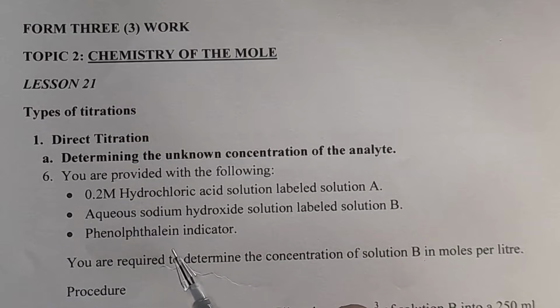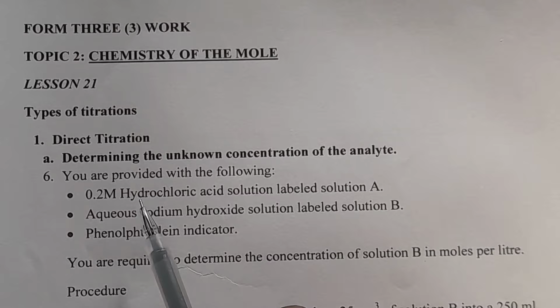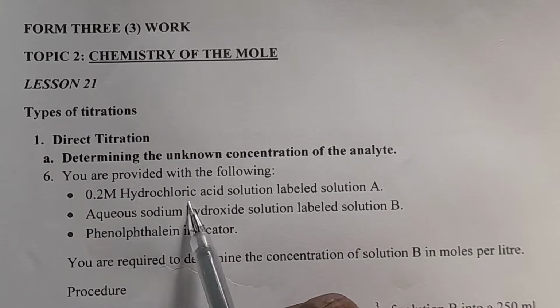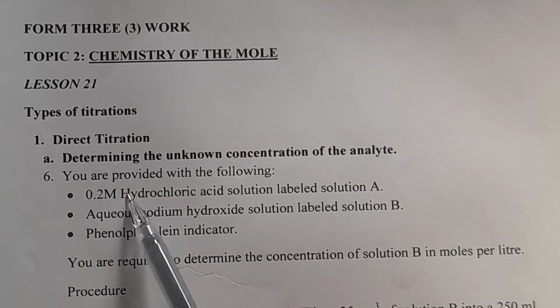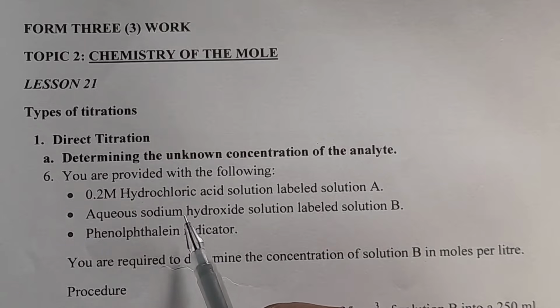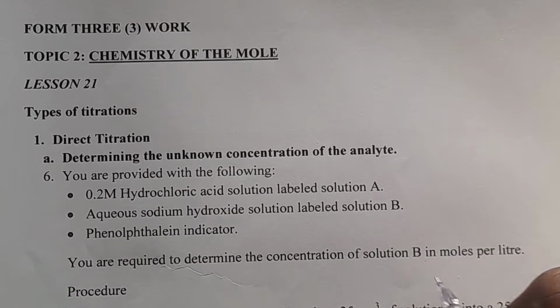Remember, in direct titration we were having two solutions. One solution was known as a standard solution, and a standard solution is a solution whose concentration is known. In our case, hydrochloric acid is the standard solution because we know its concentration. We were having another solution called the analyte. In our case, the analyte is sodium hydroxide because we don't have its concentration. So the aim of the titration is to determine the concentration of solution B in moles per liter. Or during the exam you can be told you are required to standardize solution B using solution A. That is the way it can be put during the exam.